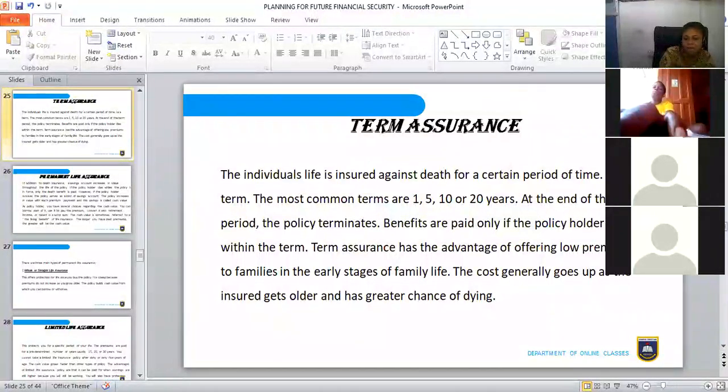So the term assurance has the advantage of offering low prices to families in the early stages of the family life. But the cost generally goes up if the insured gets older and has greater chances of dying. So you realize that when you are taking an insurance policy for an elderly person, the premium you pay is much higher because it is assumed that the elderly person can die at any time. Although death is inevitable, it comes at any time. Elderly people may be there and then the younger ones will go. But that is the assumption. So normally the premiums paid for the older people, or you start it very low, but as you get older, you need to pay much more because of the risk premium.